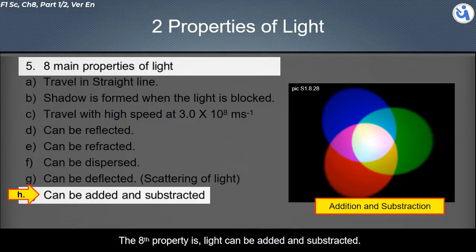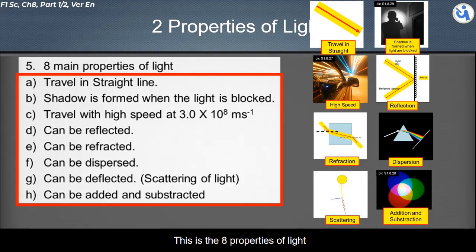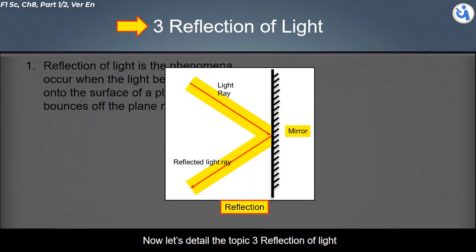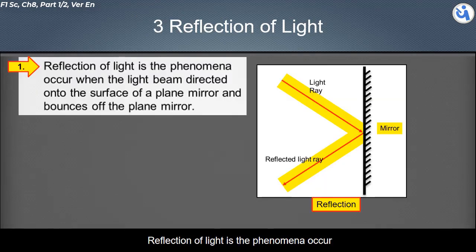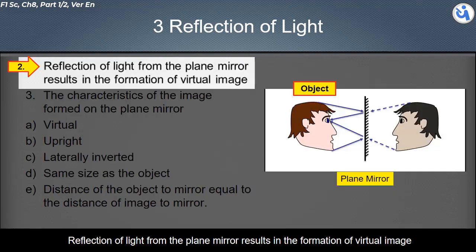The eighth property is, light can be added and subtracted. This is the 8 properties of light. Now, let's detail the topic 3, reflection of light. Reflection of light is the phenomenon that occurs when a beam is directed onto the surface of a plane mirror and bounces off the plane mirror. Reflection of light from the plane mirror results in the formation of a virtual image.